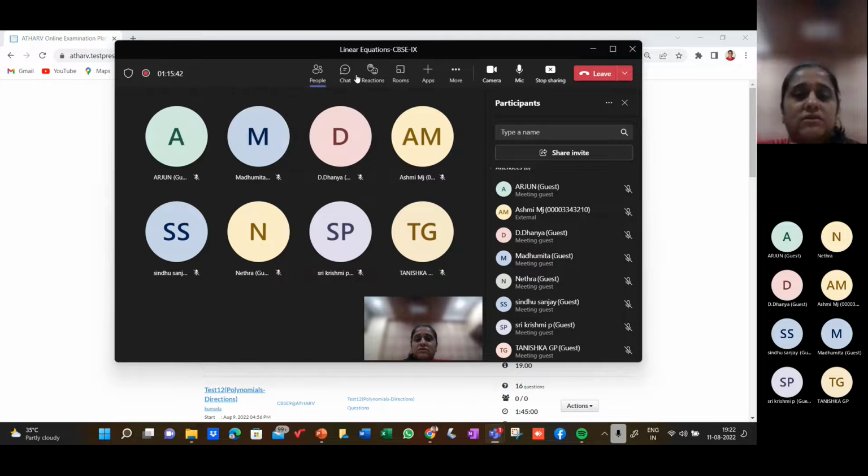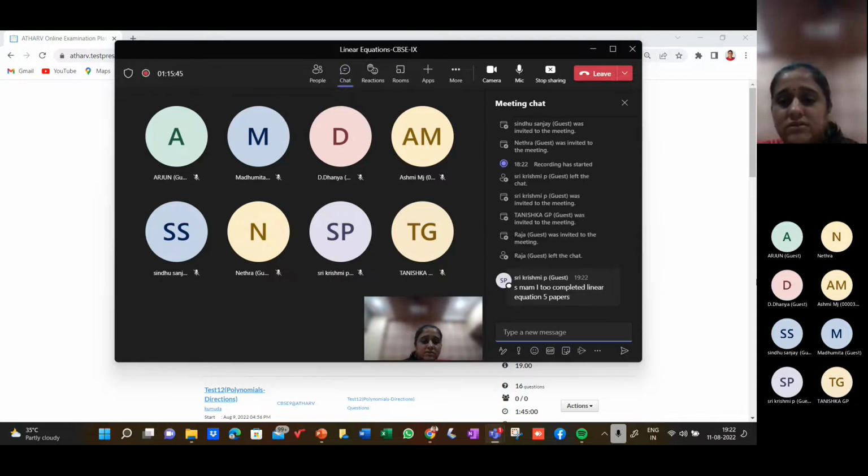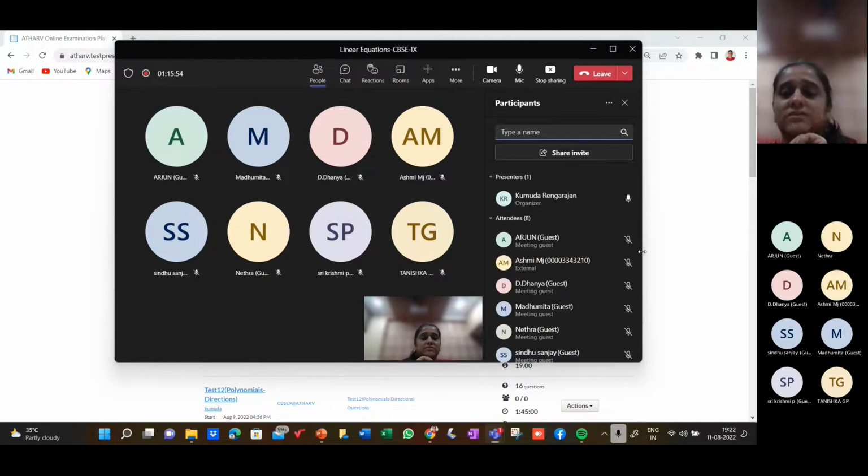Krishmi says, one second, I too completed linear equation 5 papers. Okay, Krishmi, fine. So see now, supposing the paper can be finished in 15 or 20 minutes, maybe not all of us can do it. Some of us might think that, had I got 10 minutes more, I would have attempted all the questions and got good marks. This is not a real exam, right? We are actually preparing for the real exams at school. This is just a practice ground, a training ground. So I don't want to be very strict here.